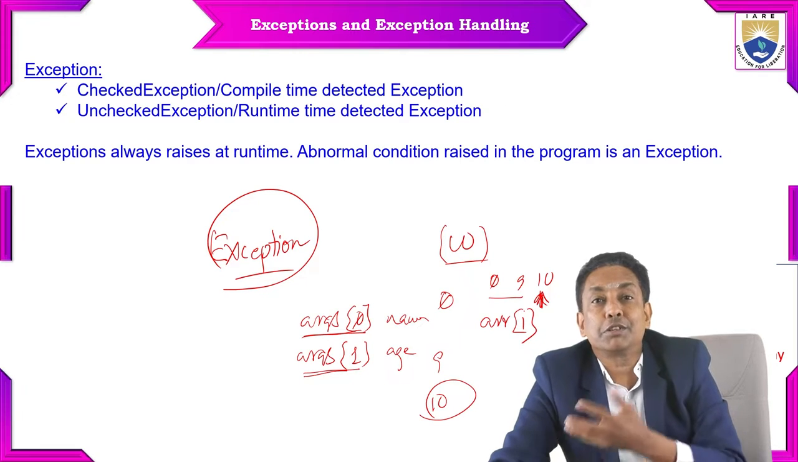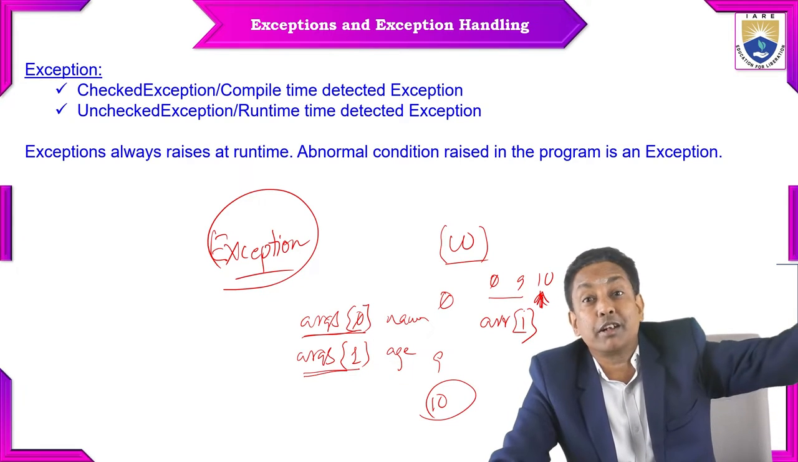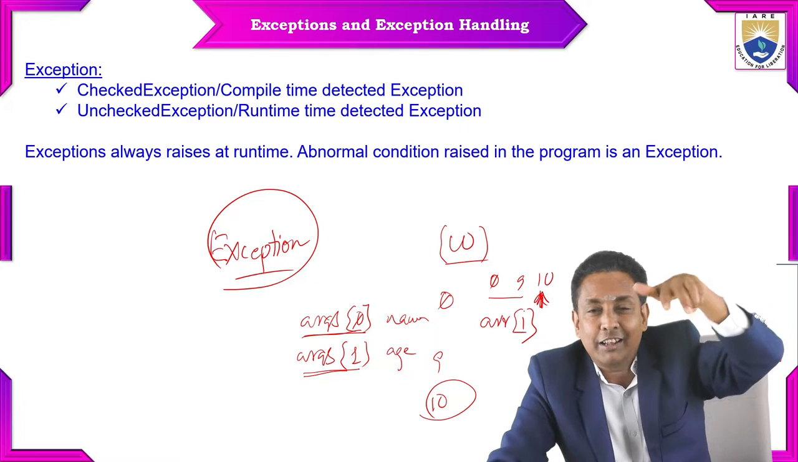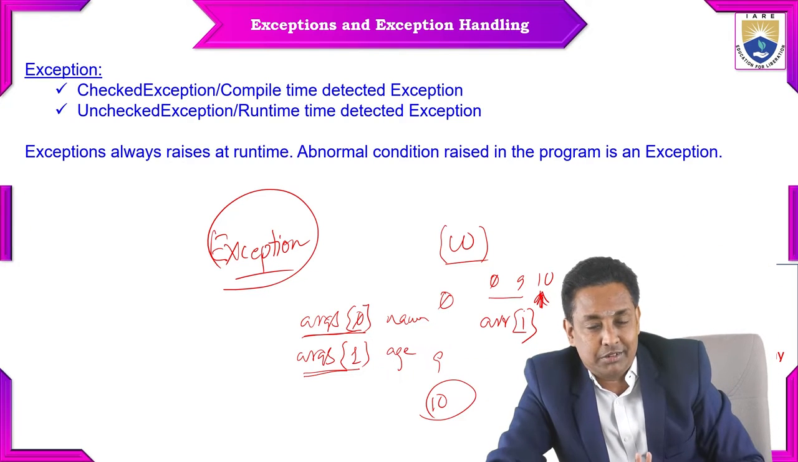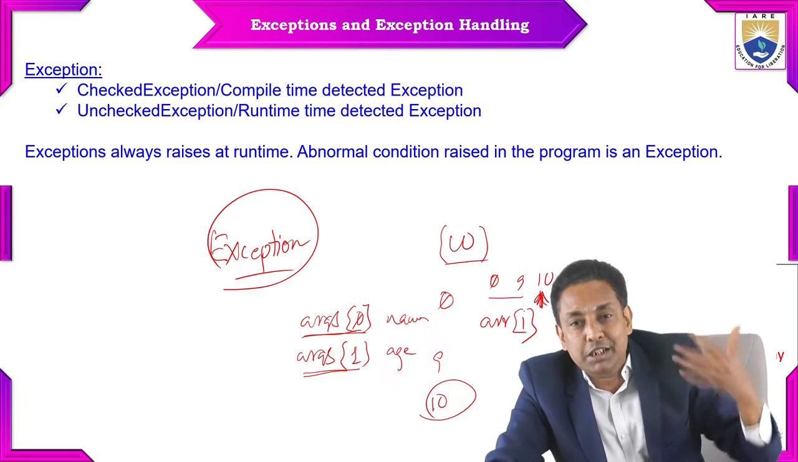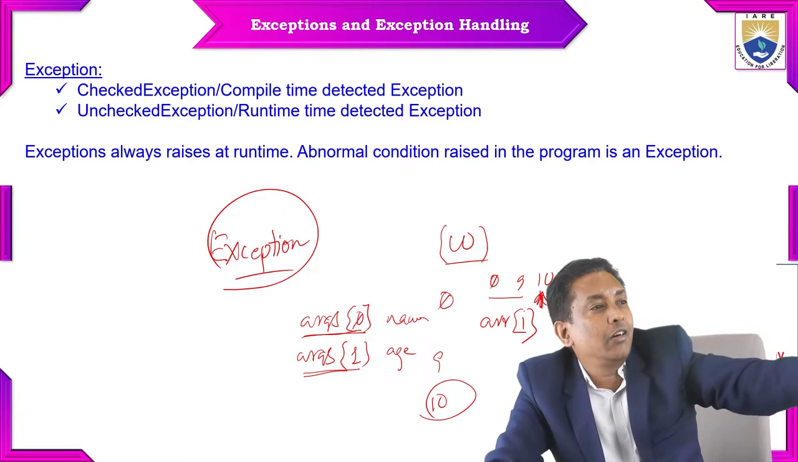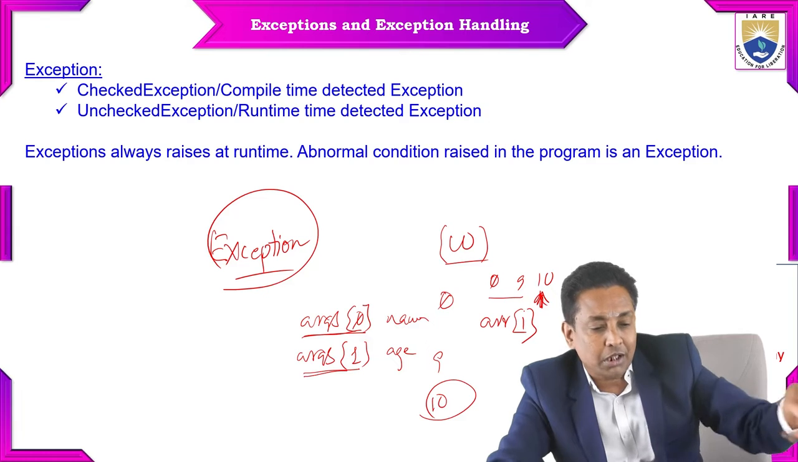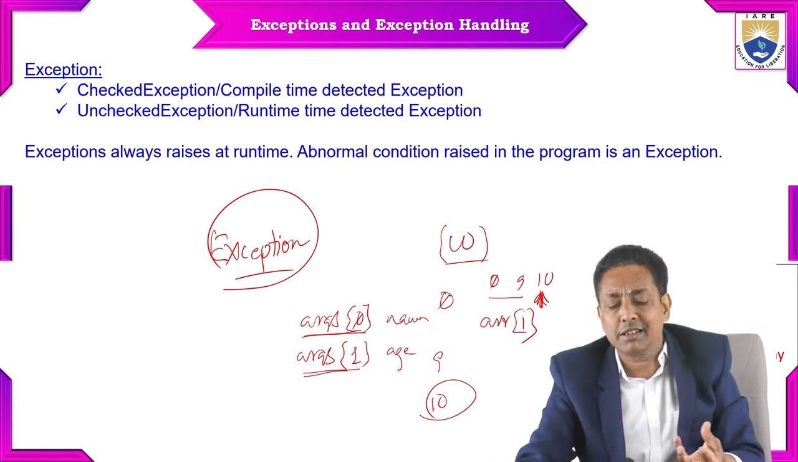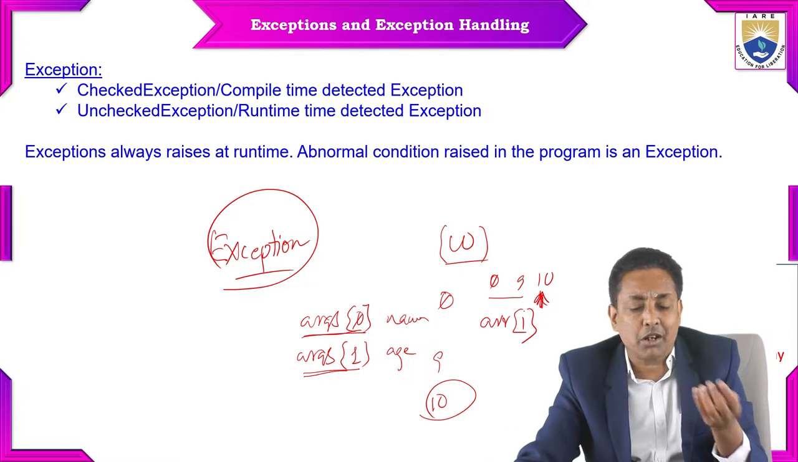Sometimes your component may be a RESTful service component. Your request may come through the HTTP protocol. Directly the arguments will come into your method. See, the input comes in various ways: from the browser using the HTTP protocol, or from a testing tool like Postman, or from the command line argument, or from standard input, Scanner, System.in.